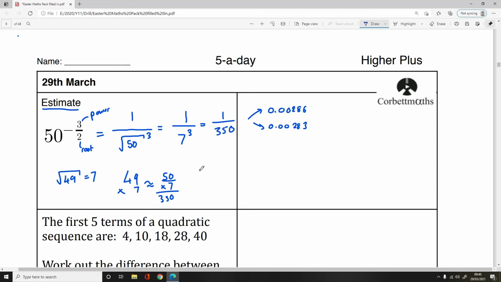But you can see there that I've evidenced what I'm doing. So I wrote there that the square root of 49 is 7 to say why I was using 7. And then I've said that I'm switching 50 cubed into being basically 50 times 7 instead of 49 times 7. Okay.